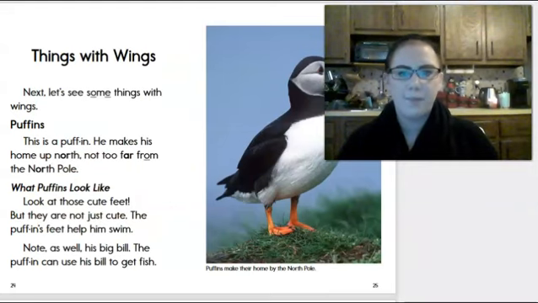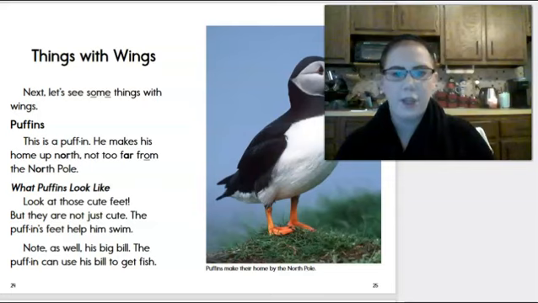Things with wings. Next, let's see some things with wings. Puffins. This is a puffin. He makes his home up north, not too far from the North Pole. What puffins look like? Look at those cute feet. But they are not just cute. The puffin's feet help him swim. Note, as well, his big bill. The puffin can use his bill to get fish.